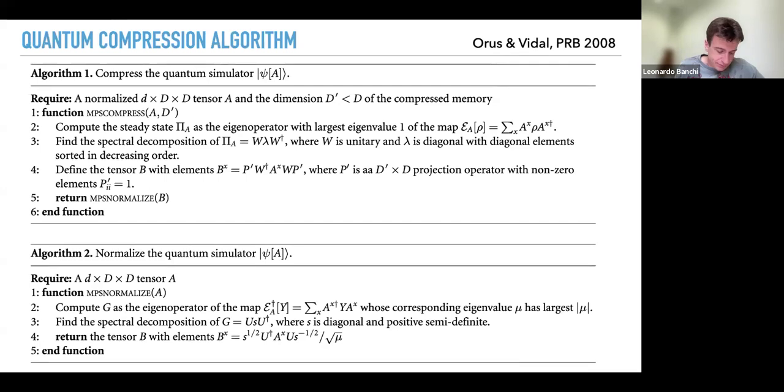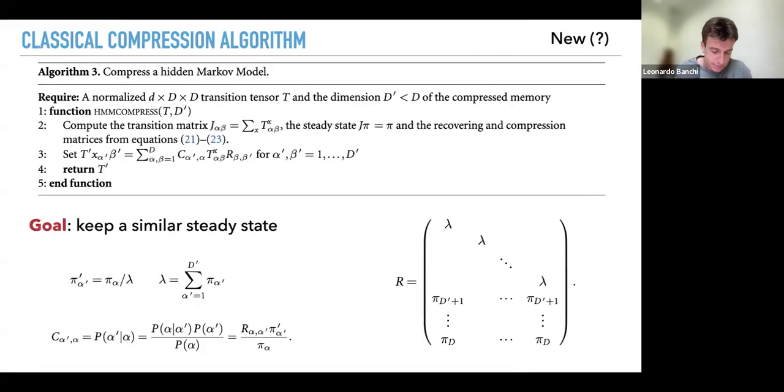Maybe I'm a bit late, so I will skip this part. But the quantum compression part is really standard. It goes back to this paper by Orus and Vidal. You basically compute the singular values of the map, and you truncate with some projection. Then you have to normalize, which is given by this.